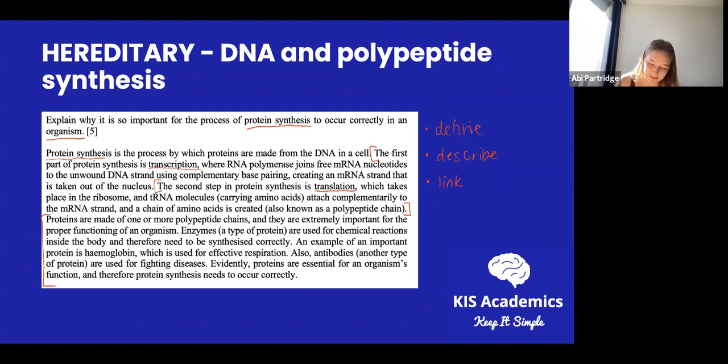So we've got talking about why enzymes are needed in the body, so chemical reactions. We've got hemoglobin, and that's used for respiration. And then antibodies as well are used for fighting diseases. And so you've got 3 examples of why protein synthesis is important. And you've explained what protein synthesis is, and you've defined it. And so you can also do a linking sentence at the end just to wrap up all your ideas. But if you're short for time, it's not completely necessary. It just makes what your whole argument is a bit clearer.